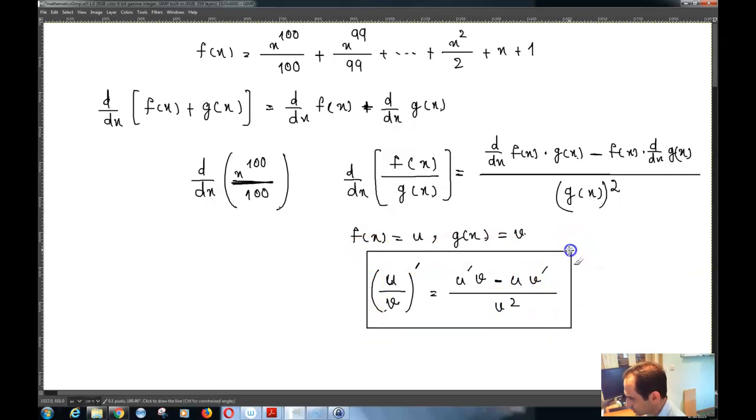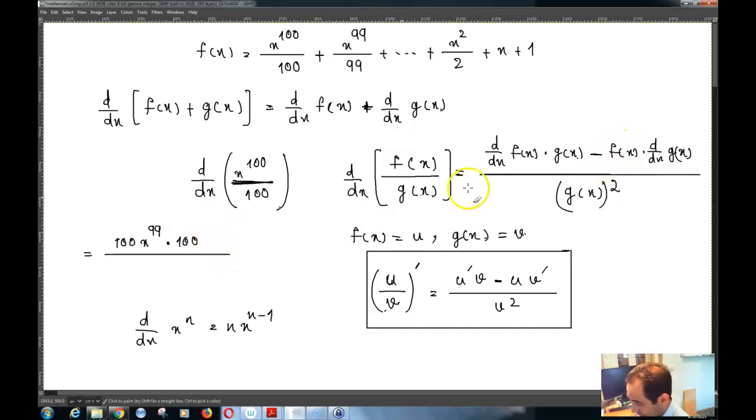So you can use the quotient rule and take this as a constant function, meaning take u as x raised to the power 100, and take v as 100. u prime would be 100 times x raised to the power 99, because d by dx of x raised to the power n is equal to n times x raised to the power n minus 1. So the derivative of u times g of x, which is equal to 100, and then minus f of x, which is x raised to the power 100, times d by dx of g of x, which is equal to 0.